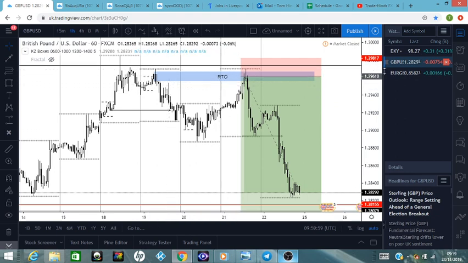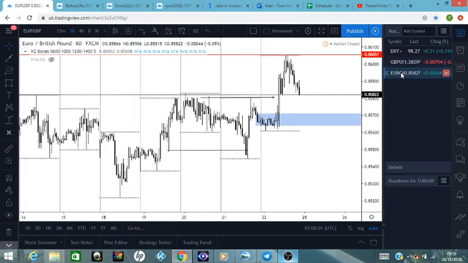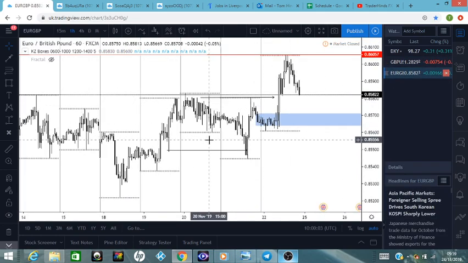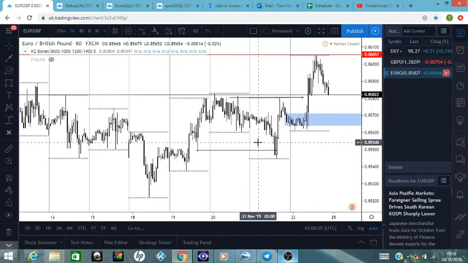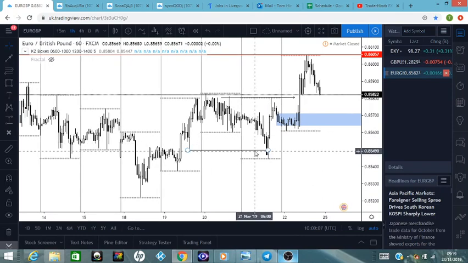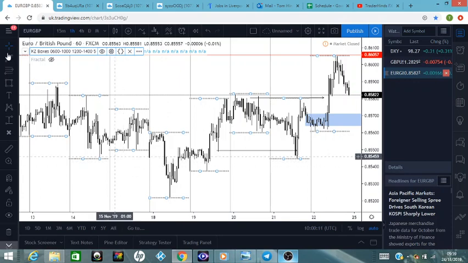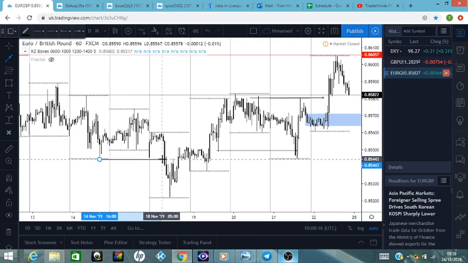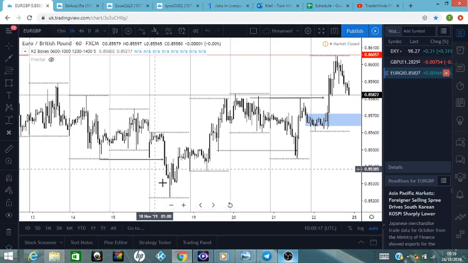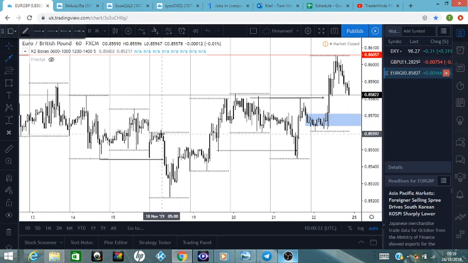on here. And if I go to euro pound, as we can see, we created the swing low on the daily chart with a confirmed run on stops. We broke the market structure on the hourly.